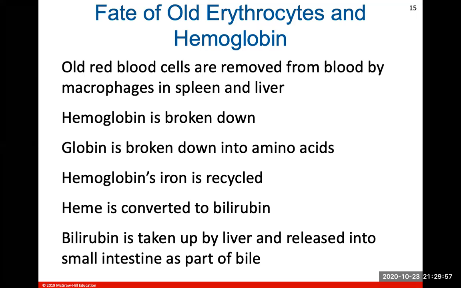Hemoglobin's iron will be recycled, and the heme group is converted to a bilirubin. Bilirubin is what your liver takes up and releases it into the small intestine, and that is used as a part of bile to digest fats in your small intestine.